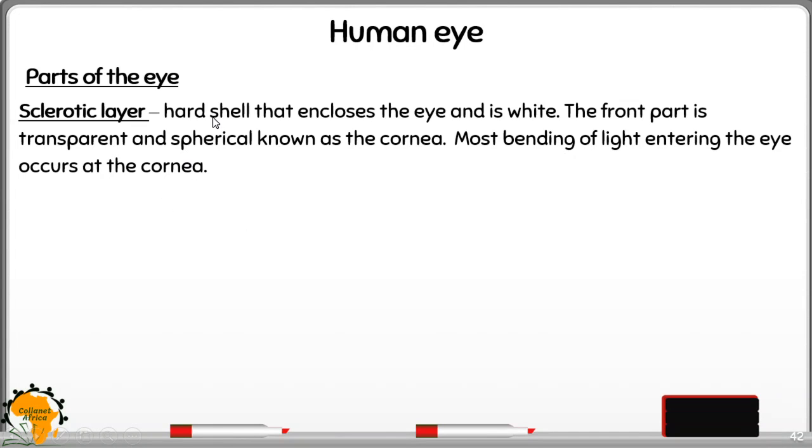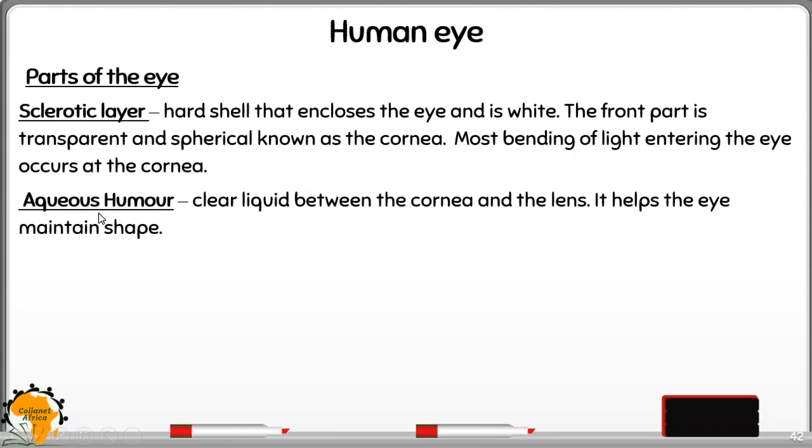In the first part, we say that it is the hard layer that encloses the eye and is white. The white part that we see on our eyes or on our friend's eye is what we call the sclerotic layer. Then we have the aqueous humor. This is a clear fluid between the cornea and the lens, and it helps to maintain the shape of the eye.